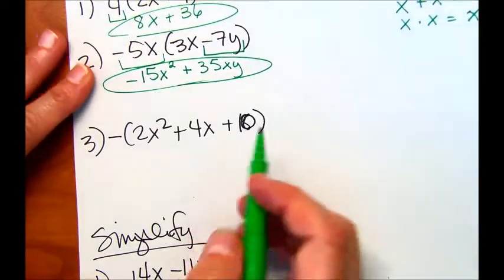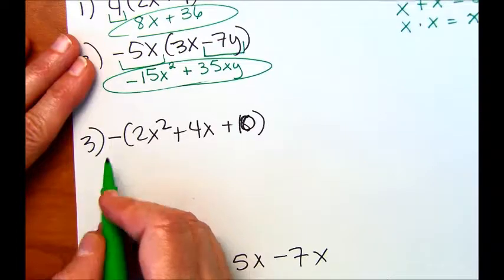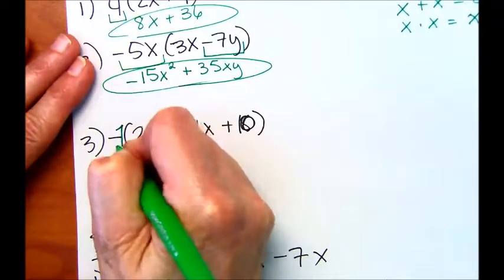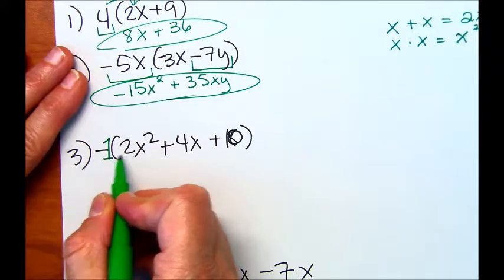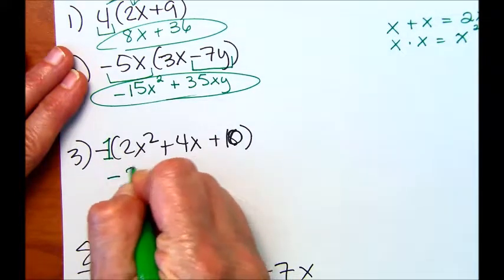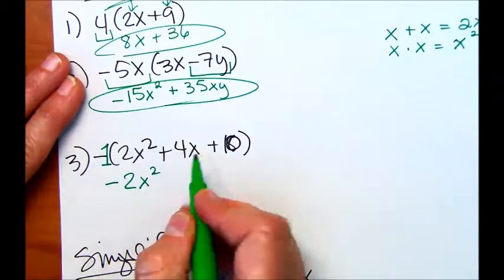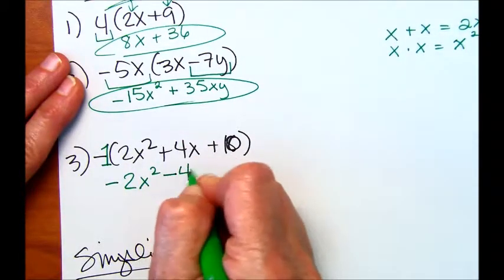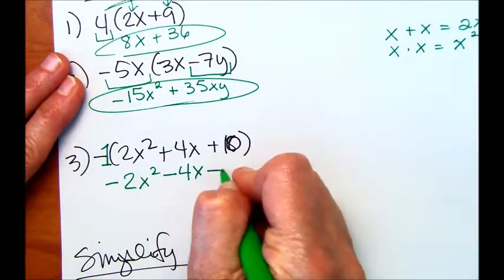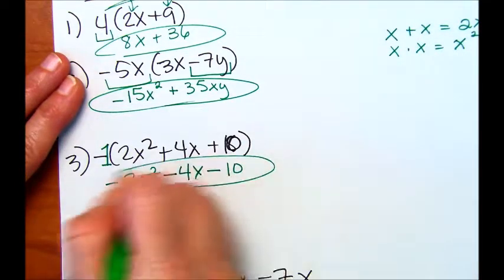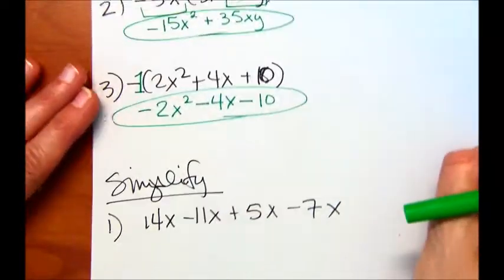Now the third one, notice we don't have any number outside here. We just have this negative sign. So you can kind of assume that that's a negative 1. Negative times a positive, that's going to be a negative 2x squared. Negative times a positive 4x is a negative 4x. Negative times a positive 10 is a negative 10. And again, we can't combine any of those, so that's our answer.